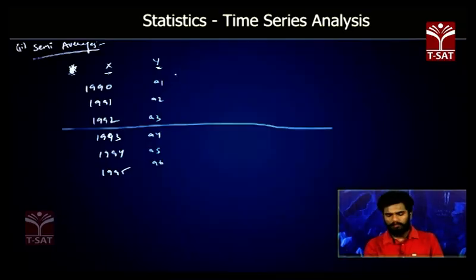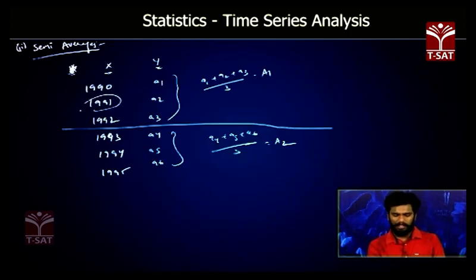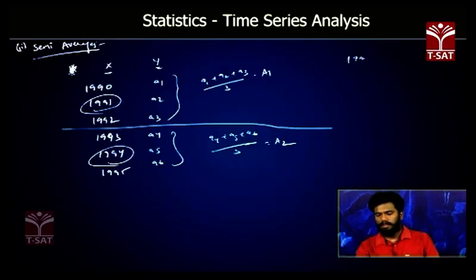Now I will find the average of A1 plus A2 plus A3 by 3, and I will find the average of A4 plus A5 plus A6 by 3. Let us consider it is average A1, and let us consider it is average A2. What is the middle year in the first half? That is 1991, and the middle year in the second part is 1994. Now I will write the values: 1991 A1, 1994 that is A2.